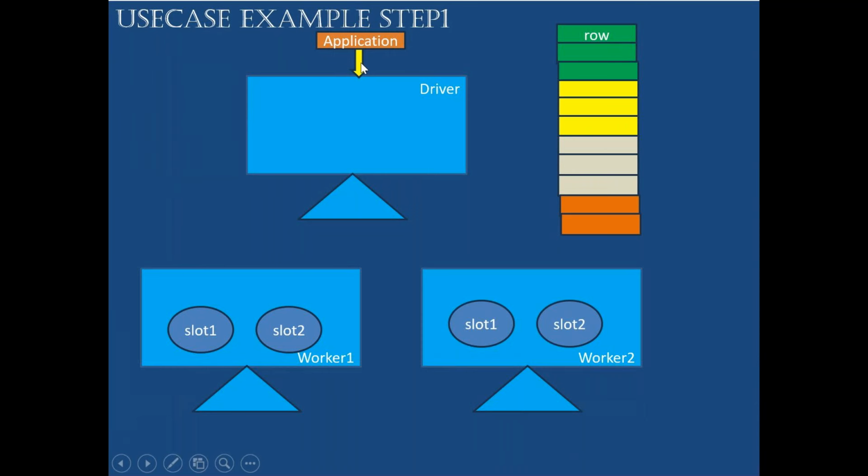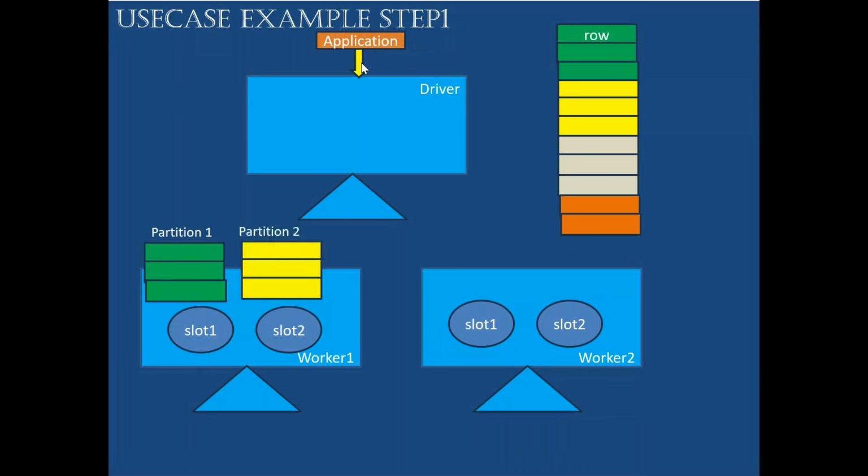Now I submitted the application code. What happens? The first few records came to slot 1. This is partition 1. The next group came here, it is partition 2. The next group came here, partition 3. The next group came here, it is partition 4. Clear?